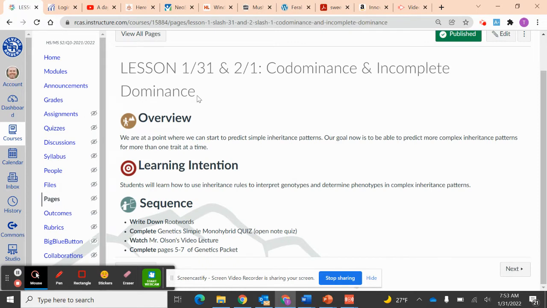So you can go find in Canvas, go to our daily lesson 131 and 21, sorry. Make sure you write down your root words. Make sure that you go through and take your quiz over monohybrids. Just wanted to give you guys a short quiz looking at monohybrid crossing, making sure you understand the terminology.